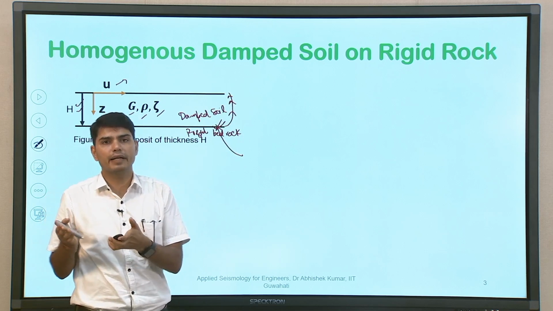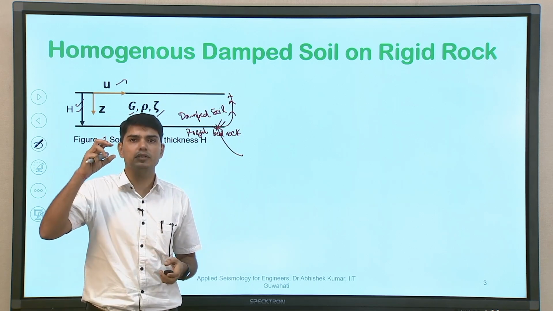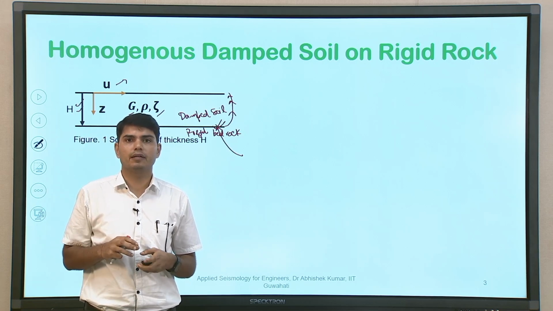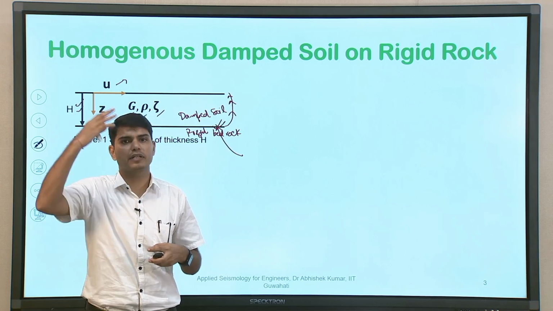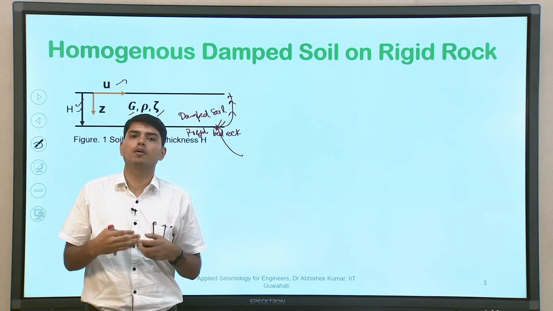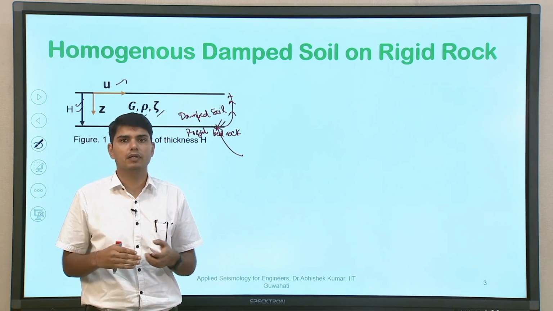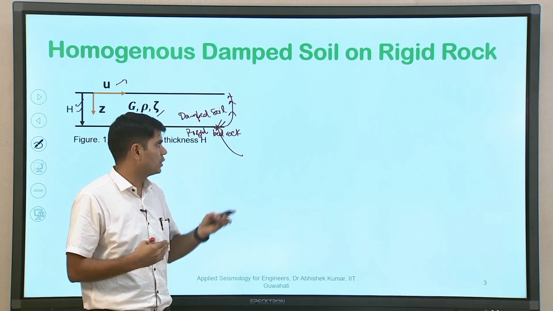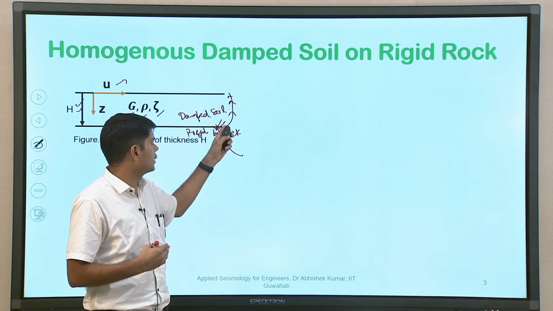So, we started with undamped soil over a rigid half space. That means the soil is offering resistance, the bedrock is not containing any seismic energy, it is simply transferring the energy to the layers above, and the soil is only offering resistance through shear modulus; there is no damping. That was case 1.